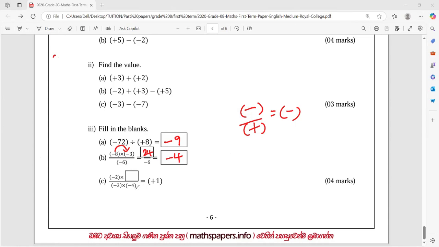And this one you get 1. That means to get 1, this number and this number must be the same. And therefore 3 into 4 is positive 12. Then here also you must get positive 12. Then this must be negative 6. 2 into 6 is 12. 3 into 4 is also 12. Both should be negative.